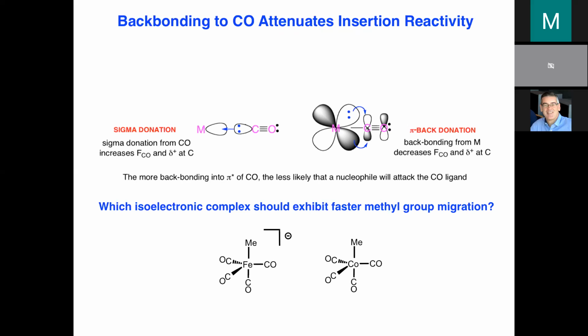So if you were to be asked which of these two isoelectronic complexes would be more prone to undergoing insertion of the methyl ligand into CO, think about just for a second which you think might undergo these processes more readily. So both of these are 18 electron complexes. In the case of iron, though, we have an anionic charge. So that should mean that there's going to be a lot more back bonding from iron to CO in the iron complex than there is from cobalt to CO in the cobalt complex. So that would mean that the cobalt complex is likely going to undergo much faster and more facile migratory insertion of the methyl complex compared to the iron complex.